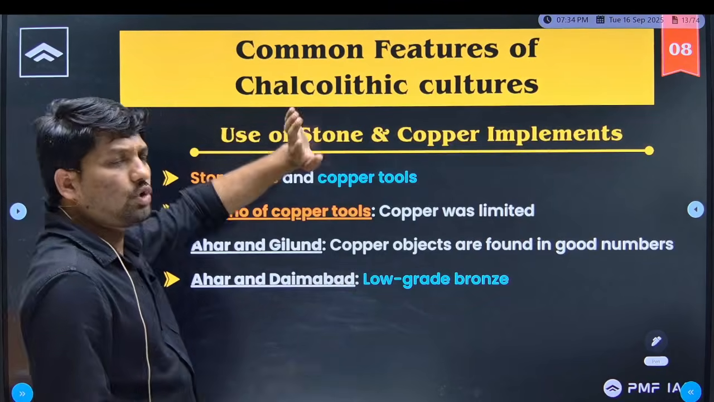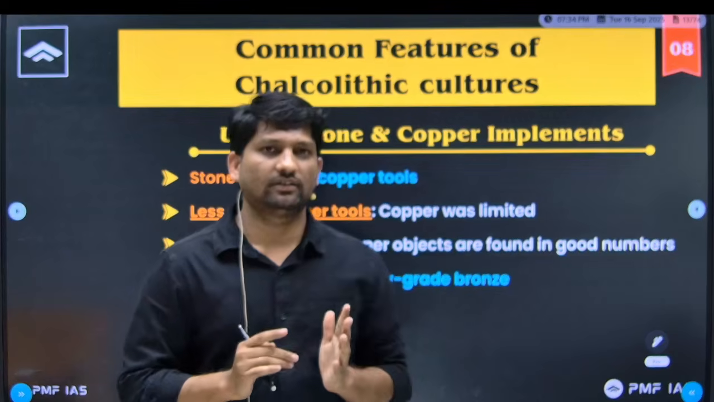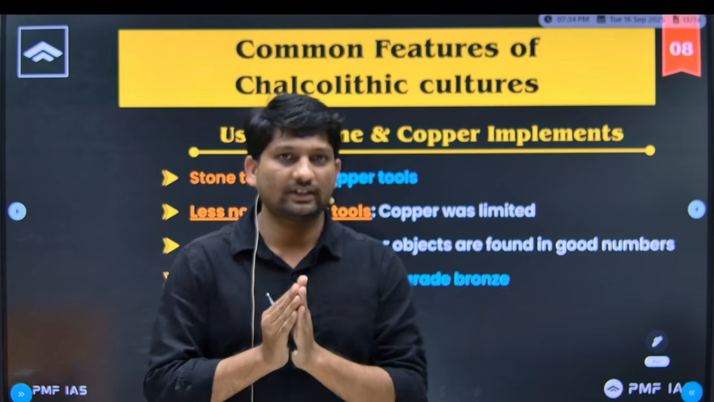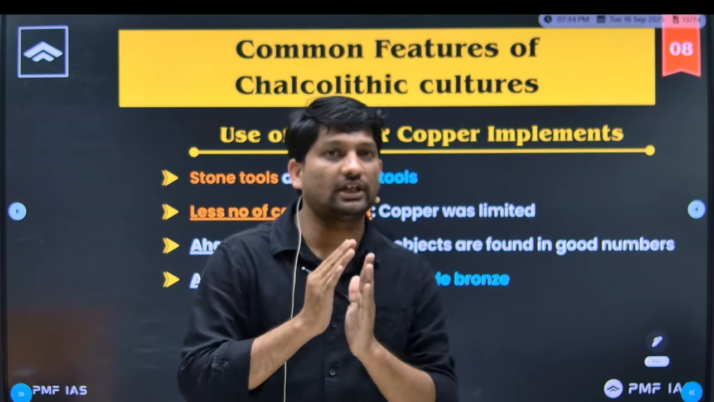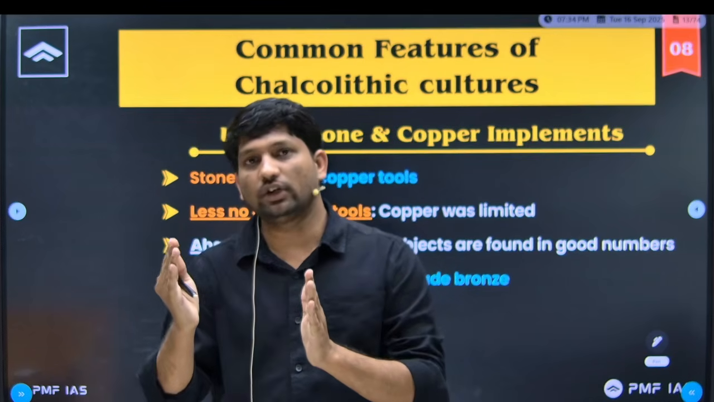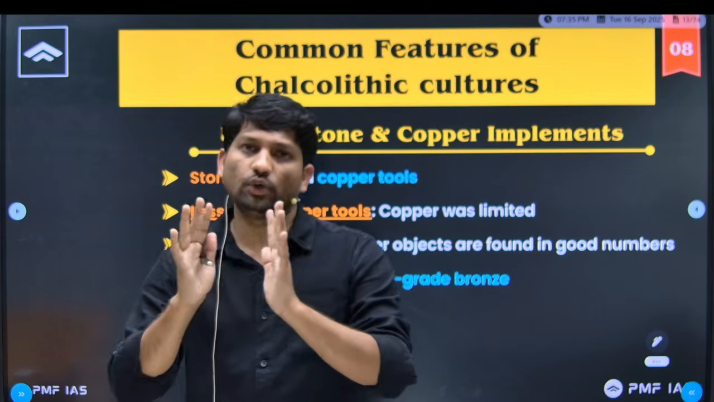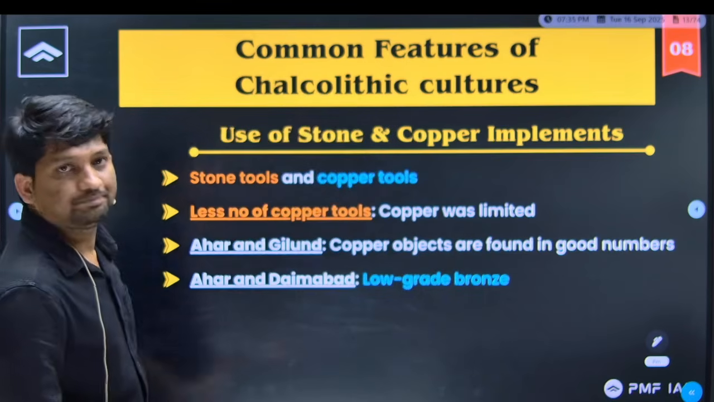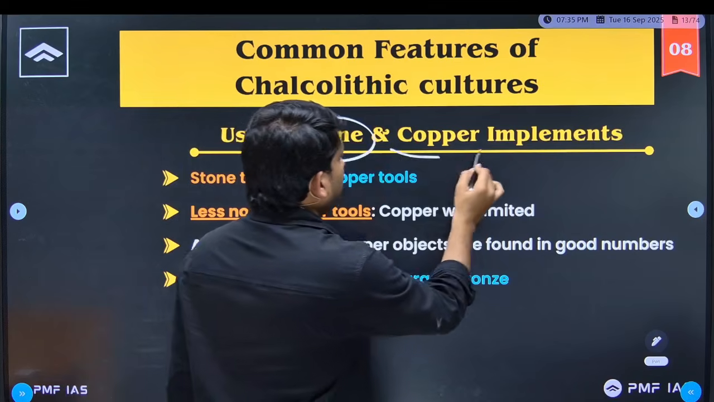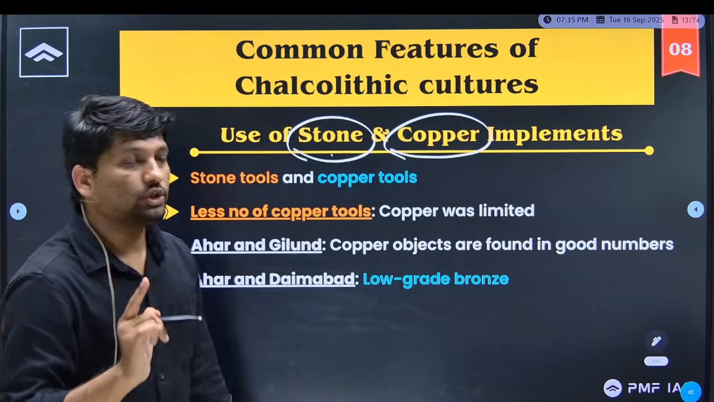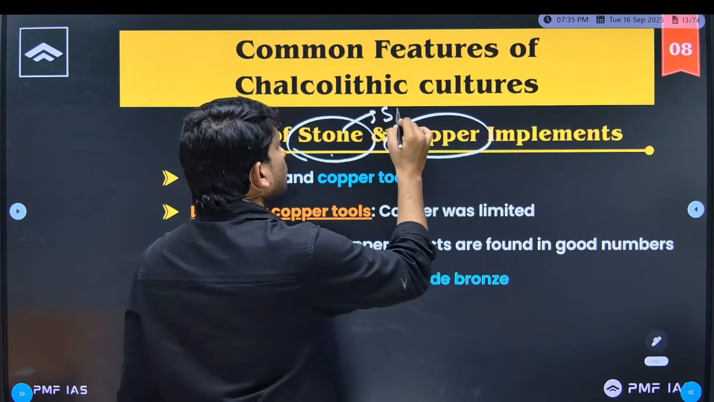Now we will see some common features of Chalcolithic culture. Remember, in the first phase, that is Paleolithic phase, people were hunter-gatherers. In the Mesolithic, they just started primitive cultivation and domestication. In the Neolithic phase, they started agriculture. The next phase is the Chalcolithic, during which they developed a culture based on use of stone and copper. But I have already told you, you won't find most of this copper object, but you will find most of these stone tools.